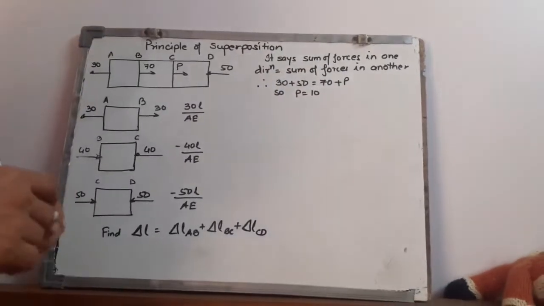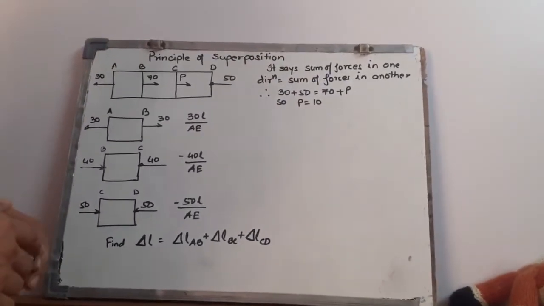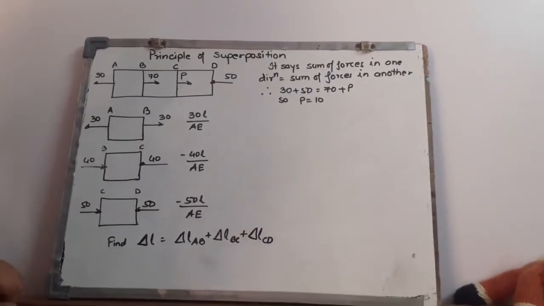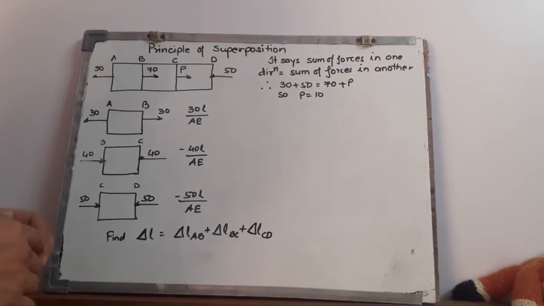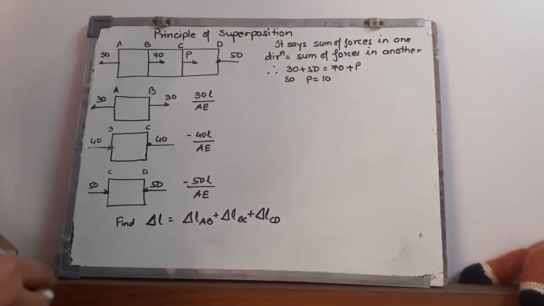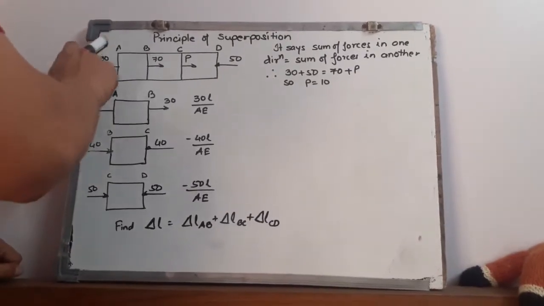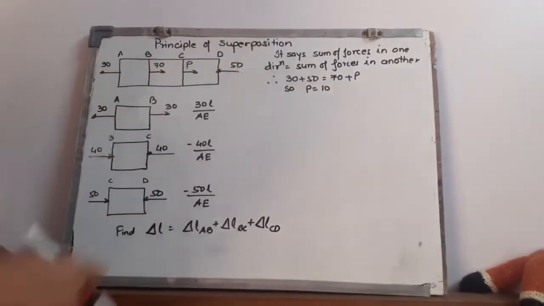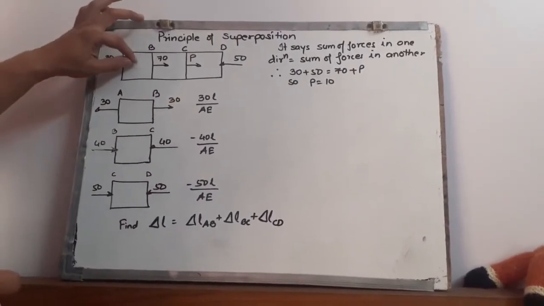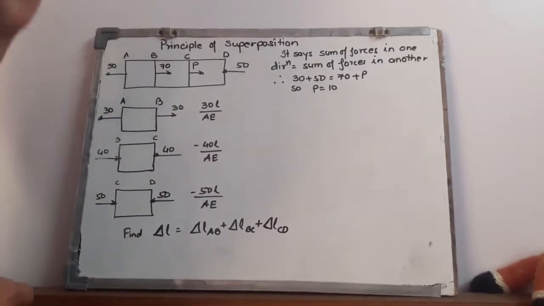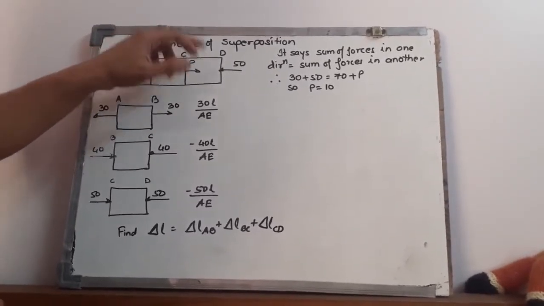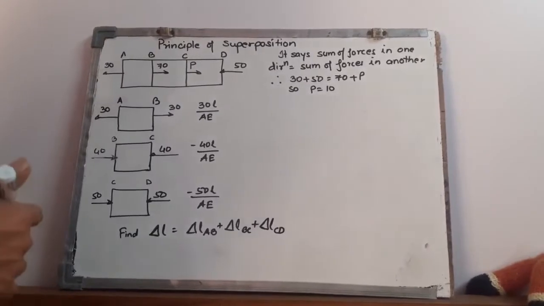So now let us discuss the principle of superposition. Till now, what we have seen is in bars in series, they were acted upon by the same force. So if there was 30 here, there was 30 in the opposite direction here, and we could have solved it. We found out delta L of this under the influence of the same load, delta L of this member under the influence of the same load, and similarly CD, and we could add them up.